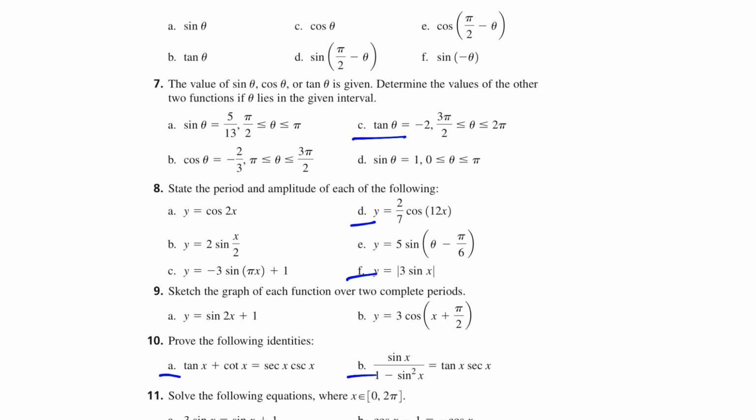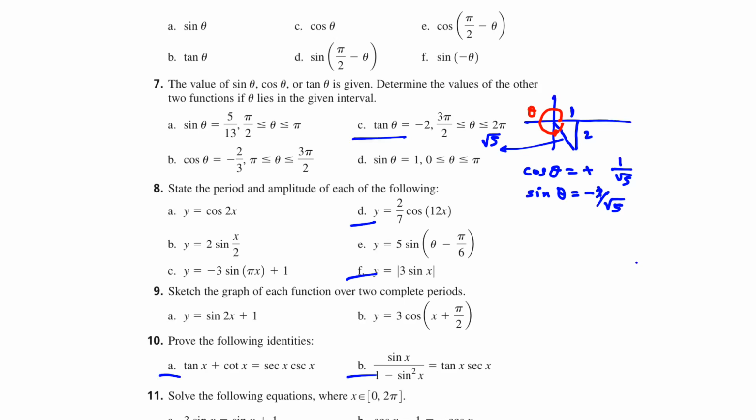Question number 7, tan of theta is given. When theta is in the 4th quadrant, tan of theta is -2. Angle theta, and the related acute angle, and we are looking for sine and cosine. Because it is in the 4th quadrant, cosine of theta is positive and sine of theta is negative. The hypotenuse of the triangle is √5. Therefore, cosine of theta is positive 1 over √5 and sine of theta is -2 over √5.